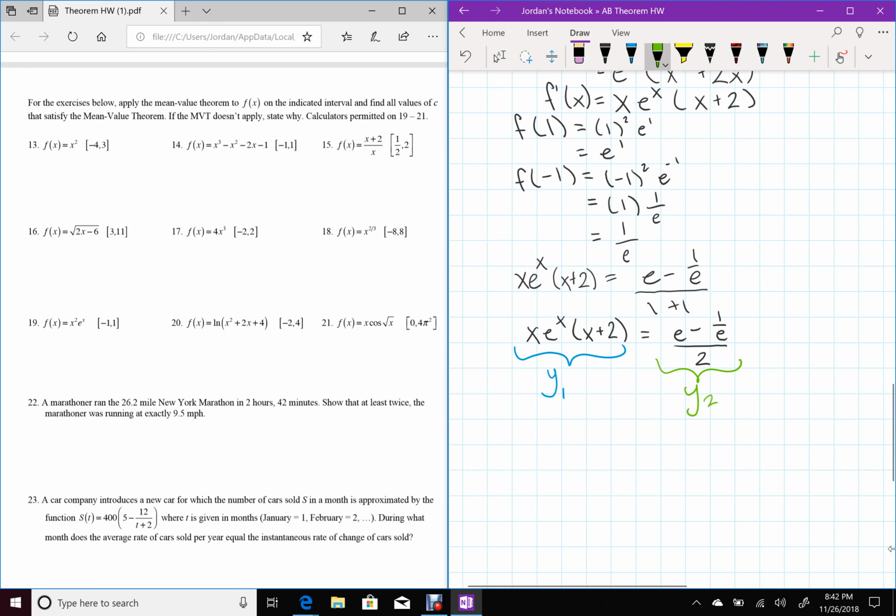So in my calculator, I have gone to y equals. I'll write down these instructions. So y equals was the first step I did. I pressed that button. And then I entered the y1.